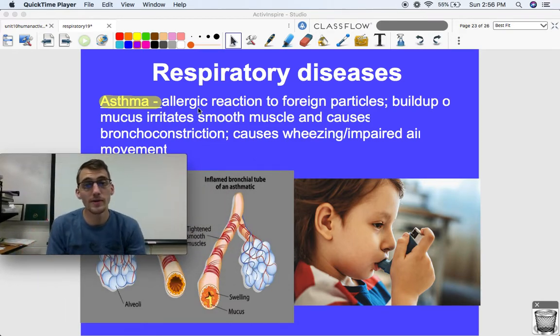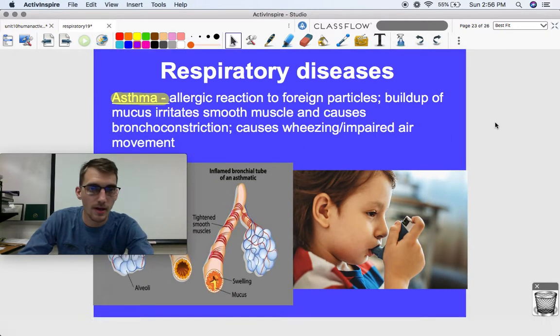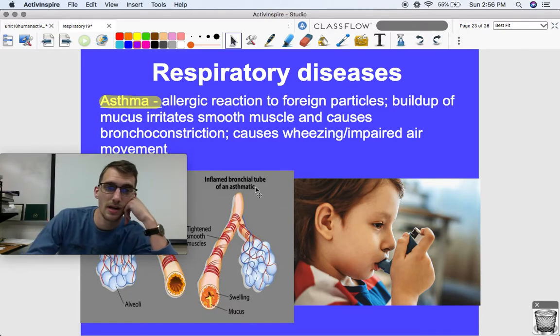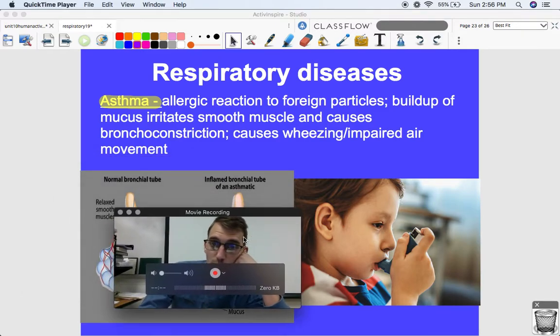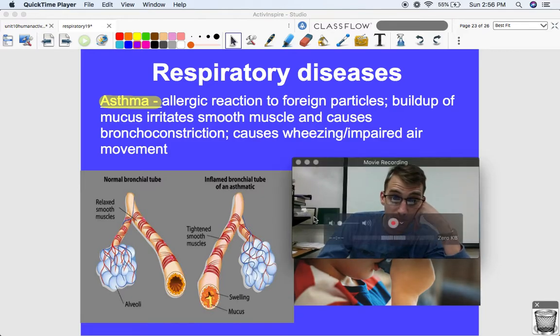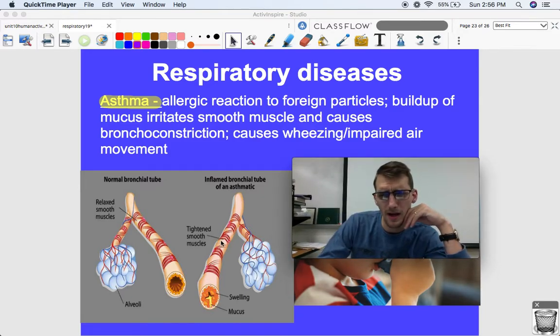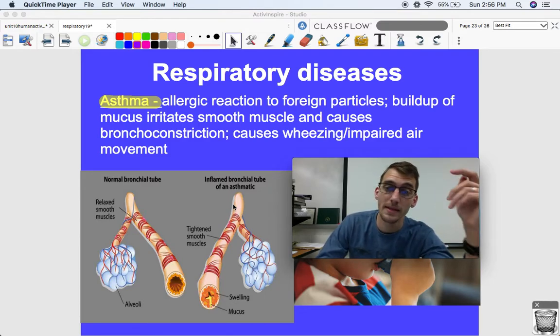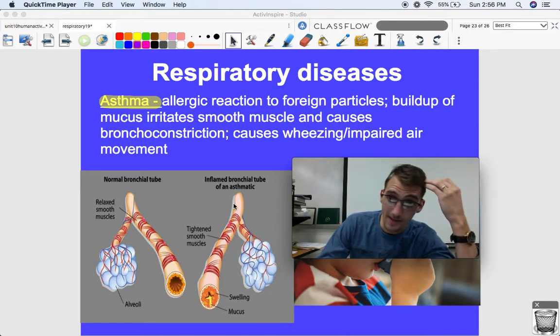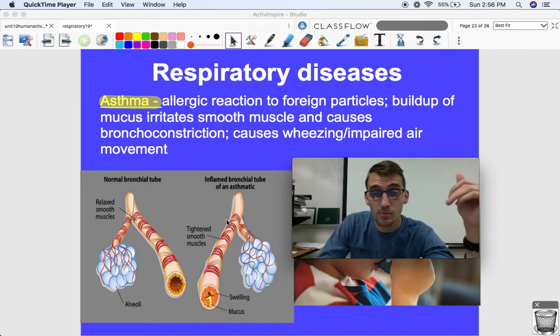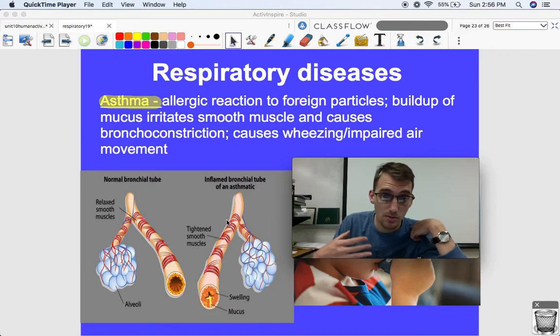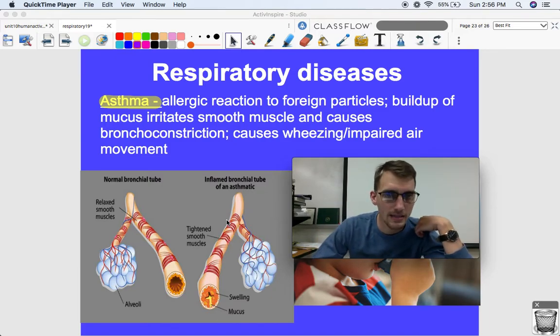Okay. Asthma, very, very common. Asthma is an allergic reaction to foreign particles. A buildup of mucus, I should say. Buildup of mucus irritates smooth muscle and causes bronchoconstriction, and it causes wheezing or impaired air movement. So check it out. It's almost the same as having bronchitis, a little bit. So asthma, this is an allergic reaction, which means your body is reacting to something that should not be in there. That's what allergic reactions really are. Histamine is released by cells, and that's going to cause cells to start to inflame and start to react, right?